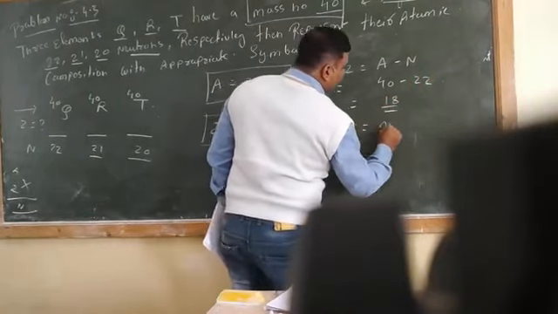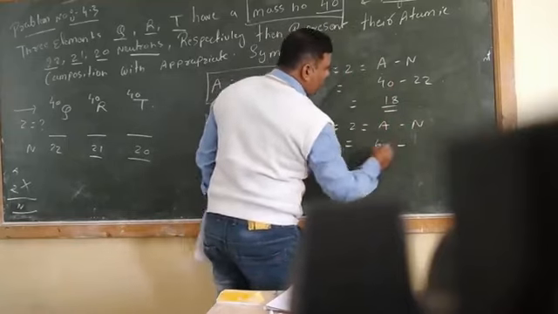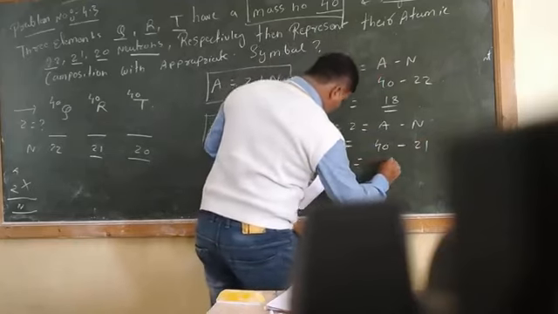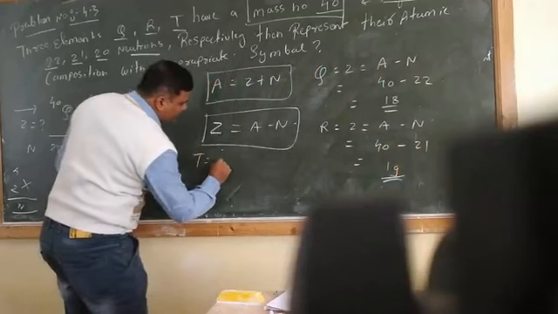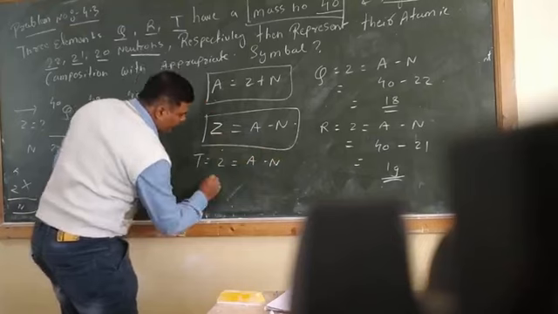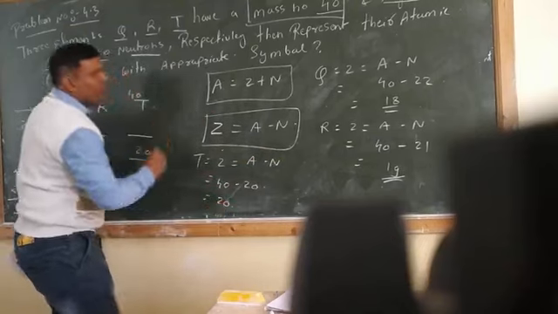Z is equals to A minus N. अभी A सबका सेम नहीं होगा. 40 minus 21. That will be equals to 19. चलो T वाला भी कर देते हैं. T is equals to Z is equals to A minus N. वो वाला इक्वेशन यूज कर रहे हैं. 40 minus 20. That will be equals to 20.